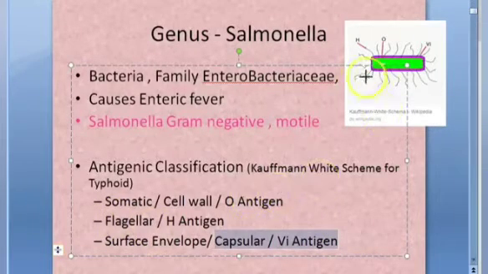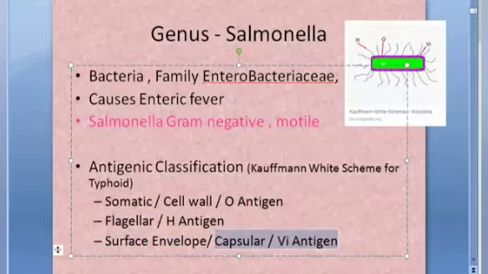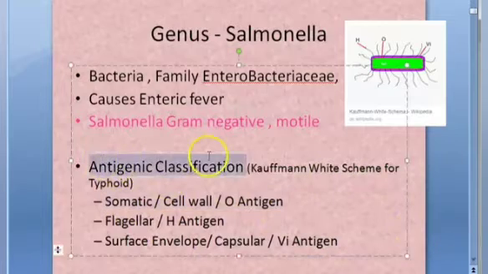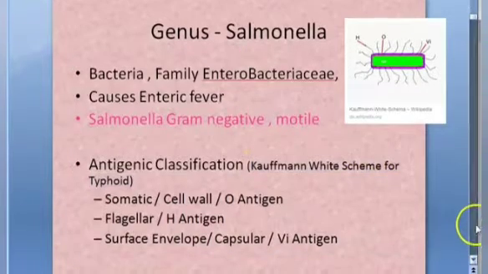What antigens are there in Salmonella typhi? You have the flagellar antigen, H antigen, the VI antigen, which is capsular, and inside that you have the cell wall antigen O. So envelope or capsular refers to the VI antigen, and somatic or cell wall refers to the O antigen. So you have understood this is the antigenic classification, the Kaufmann-White scheme for typhoid.